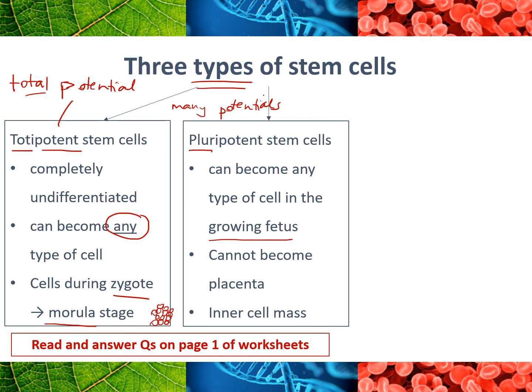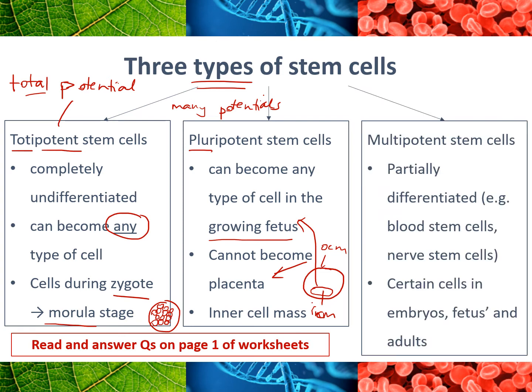So hopefully you remember we had the morula, which is just a mass of exact copies of the zygote. Then we have the blastocyst, and you should have a picture of this in your notes. The blastocyst has an outer cell mass and an inner cell mass. The outer cell mass becomes the placenta. The inner cell mass becomes the fetus. So these cells in the inner cell mass are pluripotent, and they can become any type of cell in the growing fetus and then in that person after they are born.